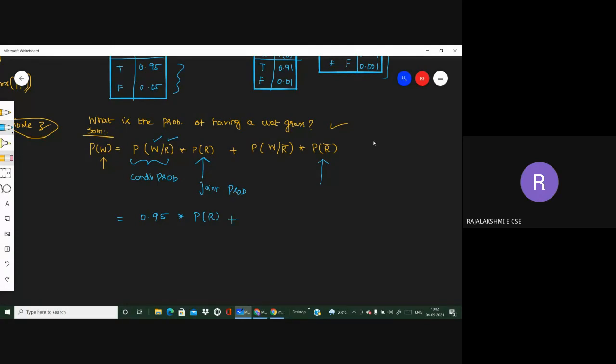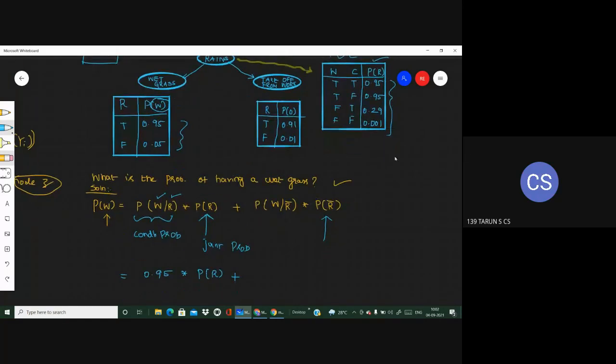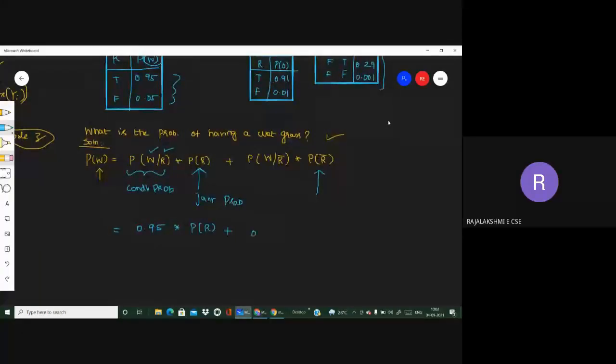Plus, what is the probability of getting wet grass when it is not raining? When it is not raining, what is the probability of getting wet grass? See the table: 0.05. 0.05 into the probability of not raining.